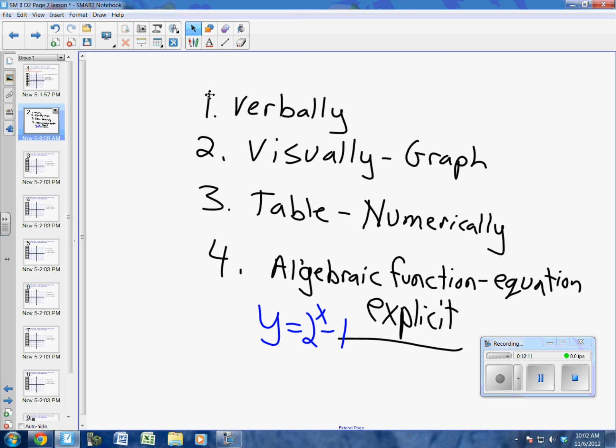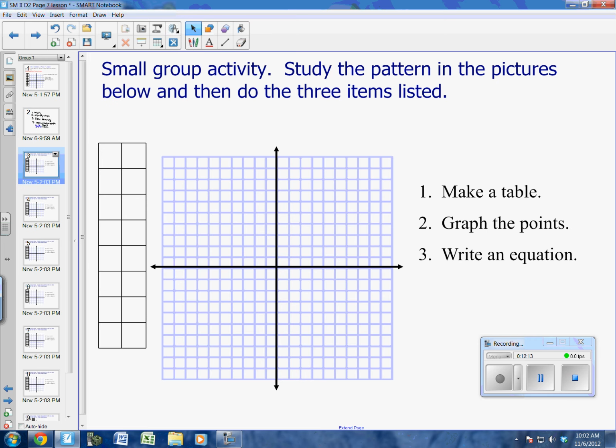Okay, so what we're going to do now, I'm going to give you the centimeter cubes, and you're going to work in groups. I know the temptation, every time I hand these out, is to start building elaborate things. I need you to focus more on what we're doing. Make the pattern, because if you don't make the pattern, you're not going to be able to do the other things. I'm going to tell you what the pattern is.